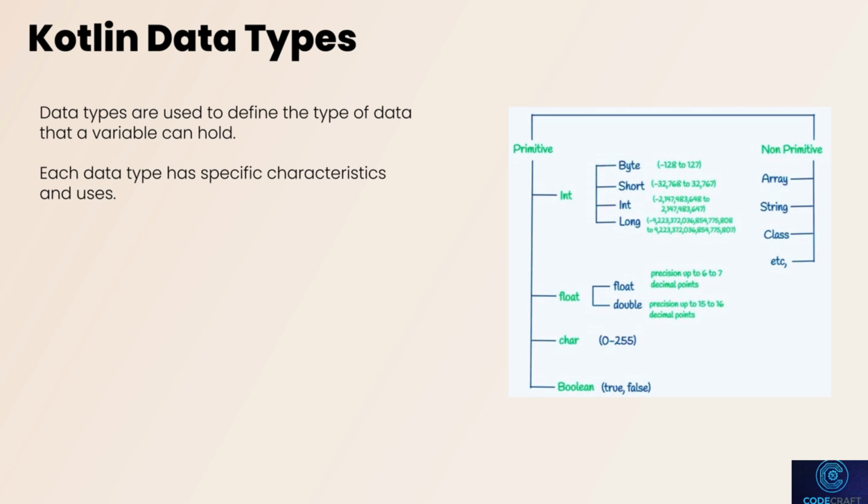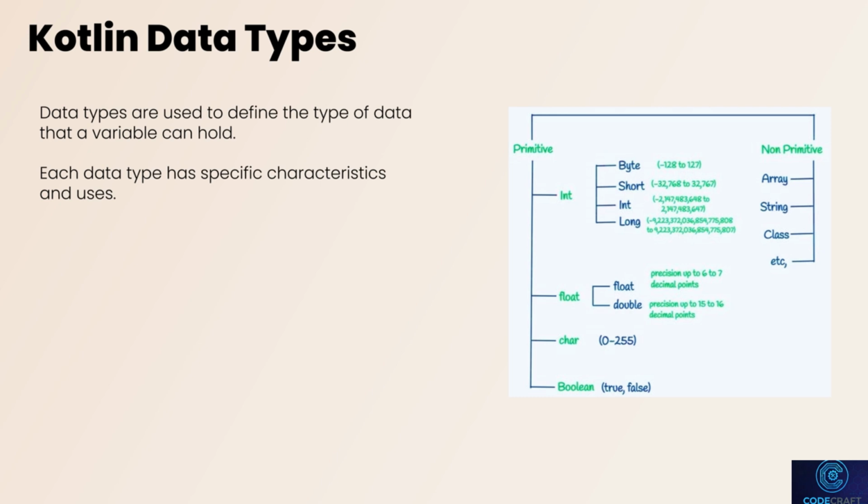The second primitive type is the float. Floating point numbers represent numbers with decimal points. The common floating point types in Kotlin are double and float. The third type is characters. These represent single characters such as letters or symbols. The char type is used for character data. Booleans represent true or false values. The Boolean type is used for Boolean data.